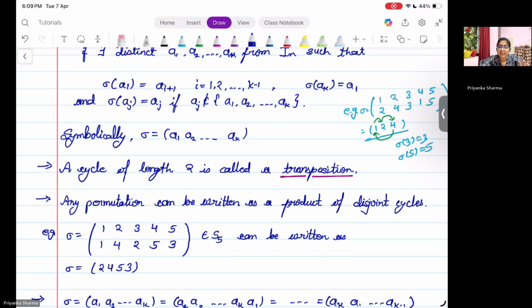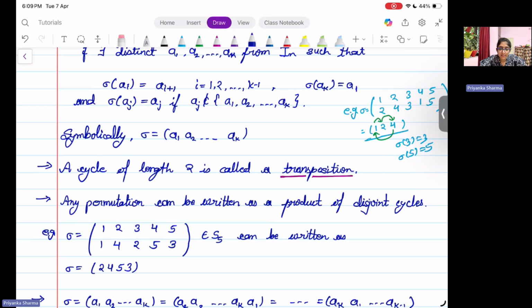There is a result that any permutation in Sn can be written as a product of disjoint cycles. That is, if we have a permutation in Sn, then we can write it as a product of disjoint cycles, and that product will be unique up to reordering of the factors.